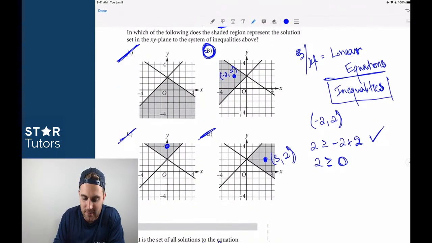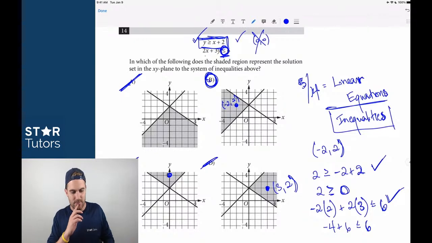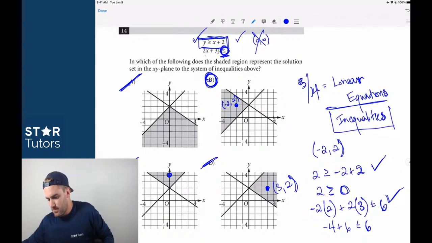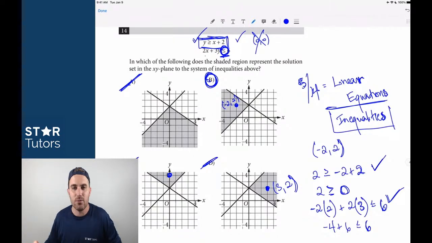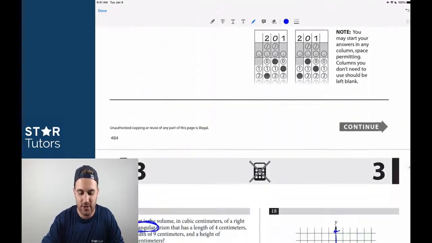Now I'm going to go down and try the second one. So I get negative 2 times 2 for the x value, plus 2 times 3 for the y value. It's a little bit out of order. Is less than or equal to 6. Negative 4 plus 6 is less than or equal to 6. That also works, so that's why B has to be the right answer. Okay? So far, again, we're 5 out of 14 questions dealing directly with our knowledge of linear equations.